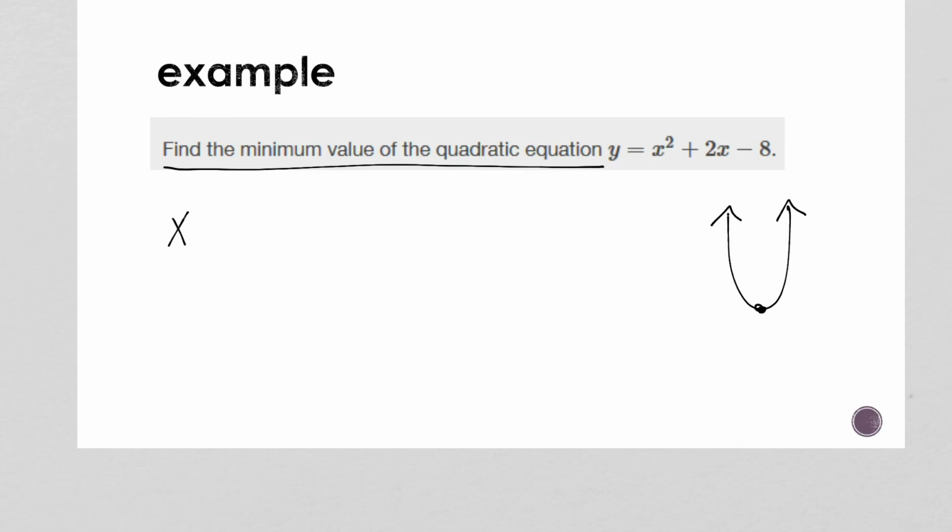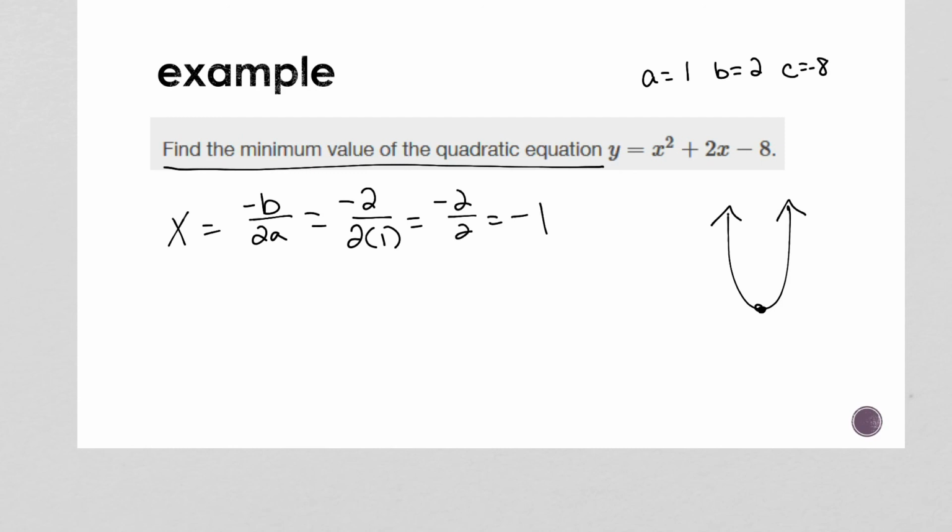So the x-coordinate is negative b over 2a, okay? And so our a is 1, our b is 2, and our c is -8. And so we would have -2 over 2 times 1, which is -2 over 2, which is -1. Now, we have to use that information to get to our y coordinate, okay? So our y coordinate is -1 squared plus 2 times -1. Where did I get that -1 from? From right there. I had to put in my x coordinate, okay?